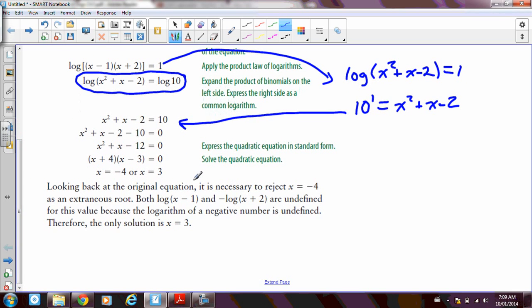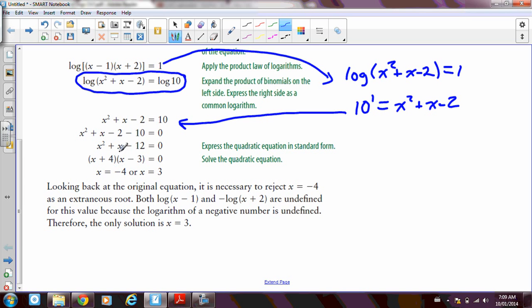The key though is at the end, when we get our two answers, we do have to verify them. For our class, I won't be a stickler, as I haven't been maybe all year, and maybe I should have been more of a stickler. But for those of you going on to post-secondary and doing some sort of work in math, you want to be careful as to what you write in verifying your solutions. So, looking back at the original equation, it's necessary to reject x equals negative 4 as an extraneous root. That's something you should recognize.